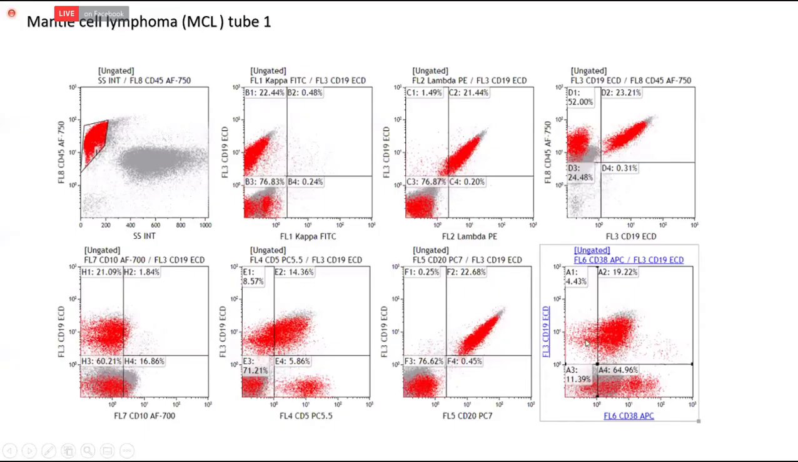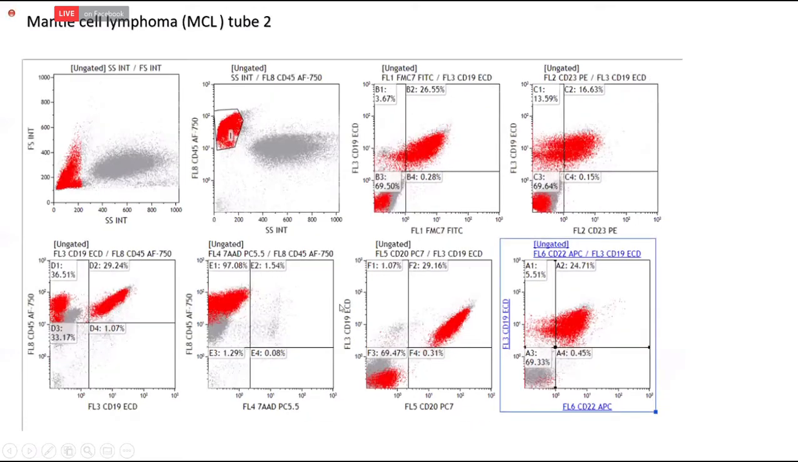So this is mantle cell lymphoma: CD19 positive, lambda light chain restricted, kappa is negative, CD5 positive, CD20 strongly positive, FMC7 positive, again CD20 strongly positive.